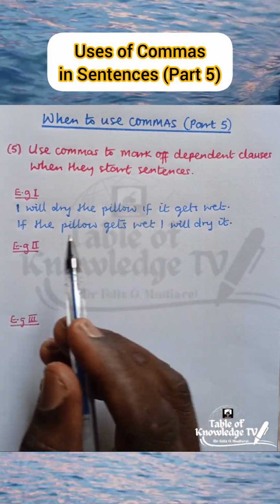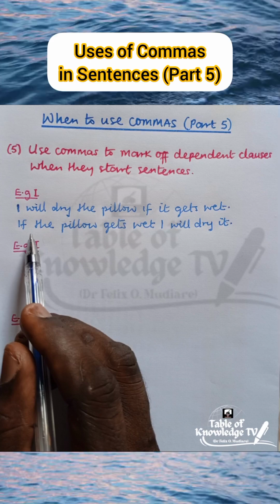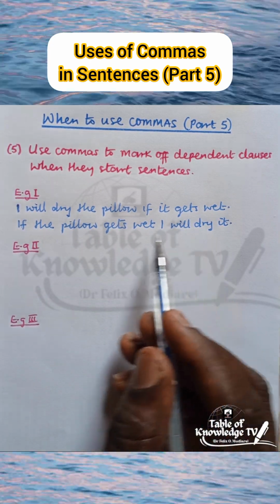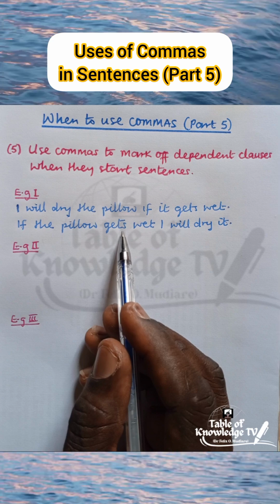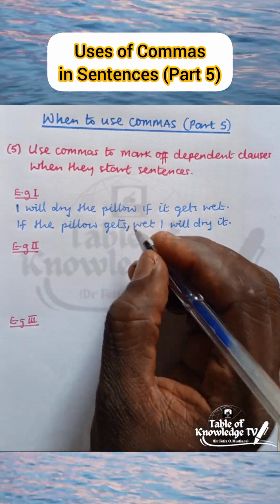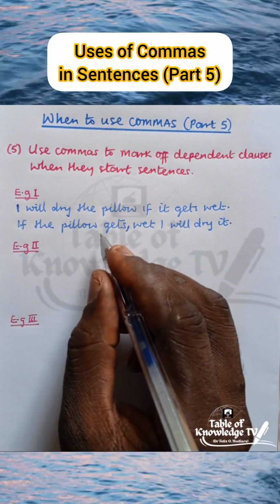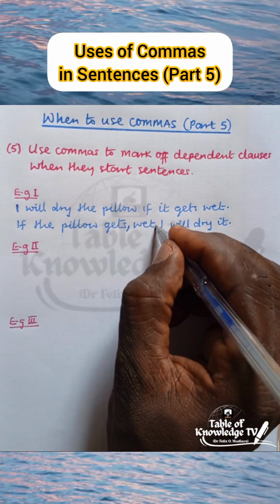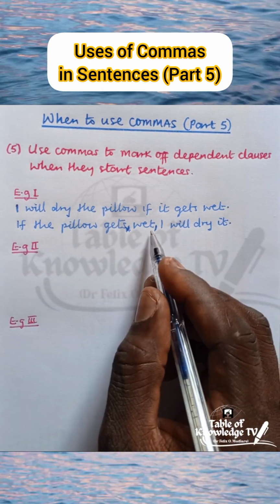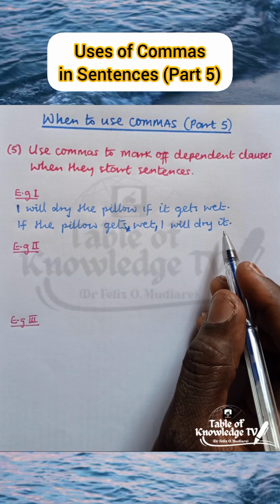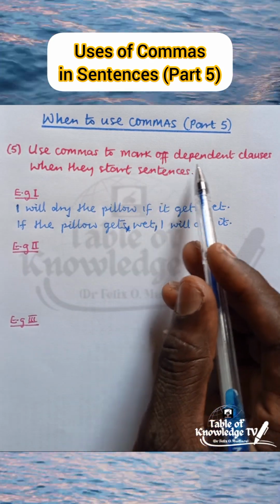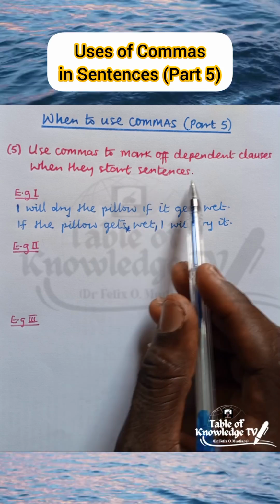But if the sentence begins with a dependent clause like you have here, if the pillow gets wet, I will dry it, you are expected to use a comma to mark off the dependent clause like this. If the pillow gets wet, I will dry it. The comma should be here. So that we have, if the pillow gets wet, comma, I will dry it. And that is what we have here. It says, use commas to mark off dependent clauses when they start sentences.